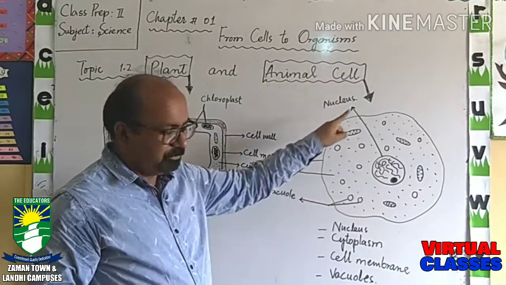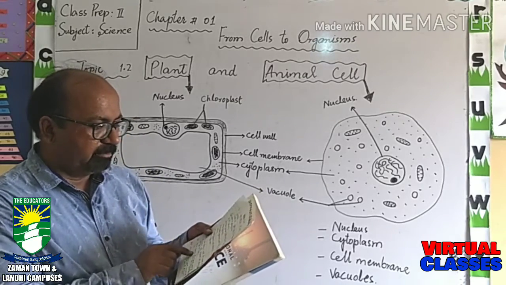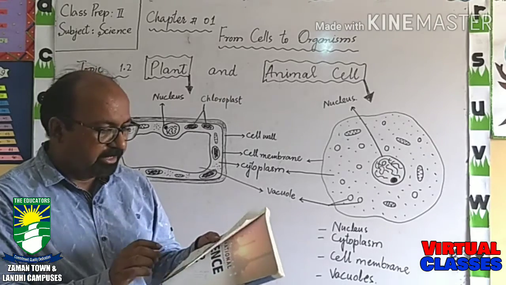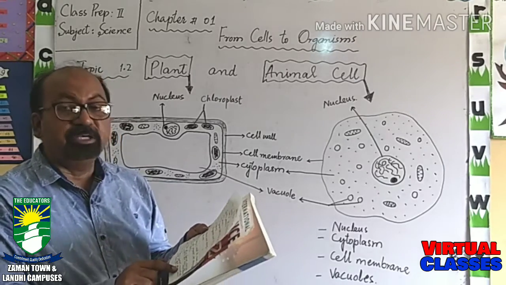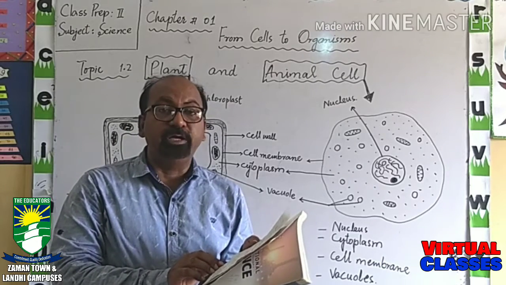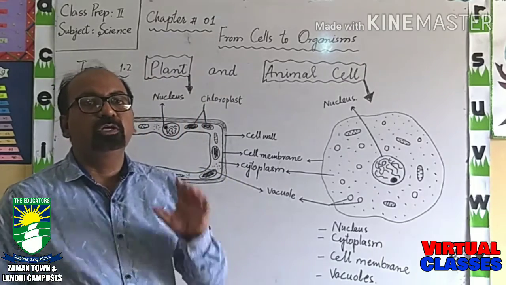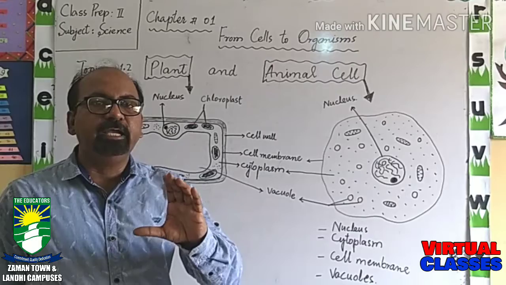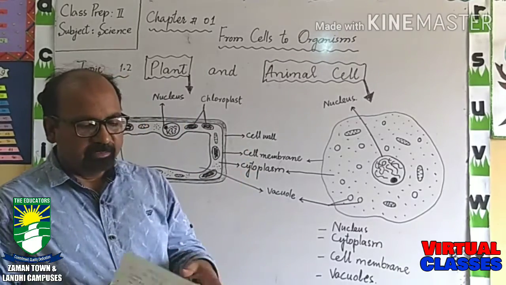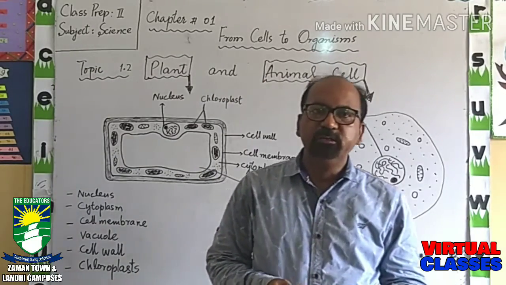The plant cell diagram is present at page number 8, figure 1.10, and the diagram of a typical animal cell is present on page number 9, figure 1.12. But also draw a neat diagram and color it carefully. I hope you have understood the homework as well.